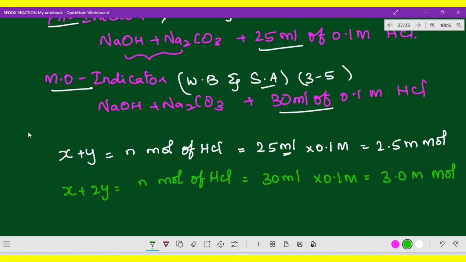Now here the first one is the phenolphthalein indicator. The second one is the methyl orange indicator. Methyl orange indicator is for weak base and strong acid, and phenolphthalein indicator is for strong base and weak acid. So here it is X plus Y, and for methyl orange it is X plus 2Y. 2 moles of HCl are required to complete the reaction, right?